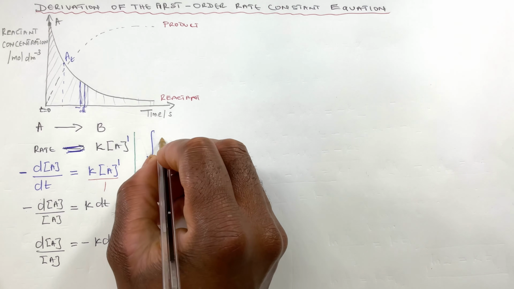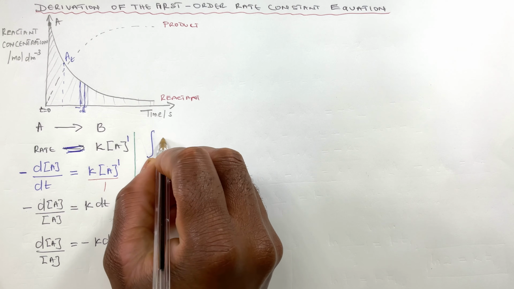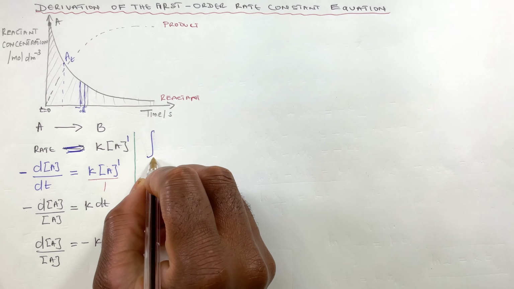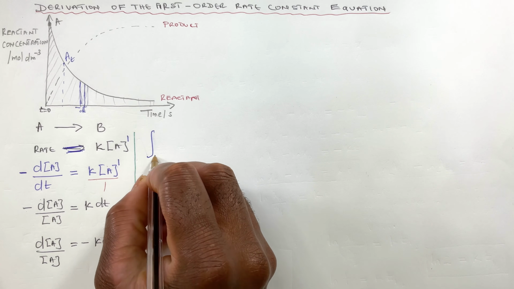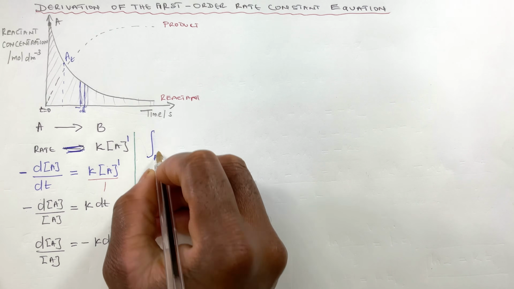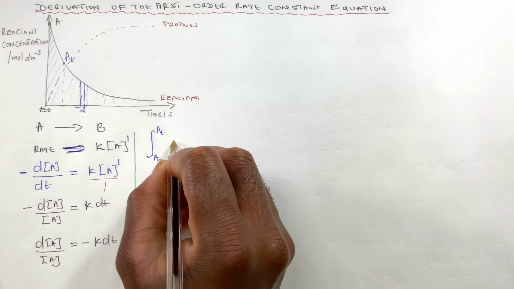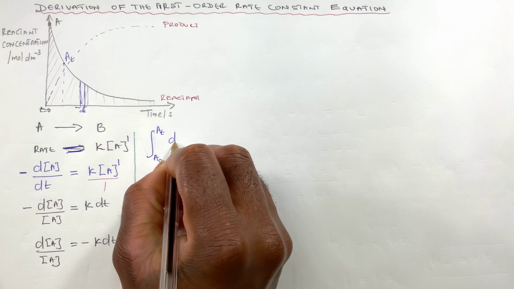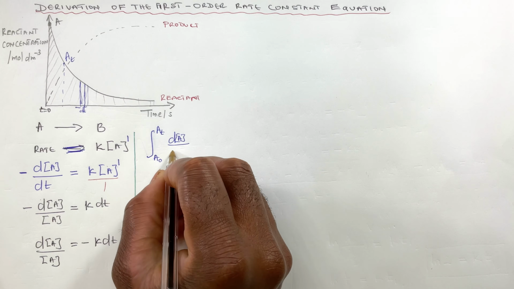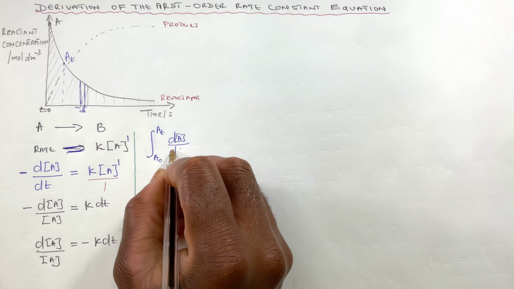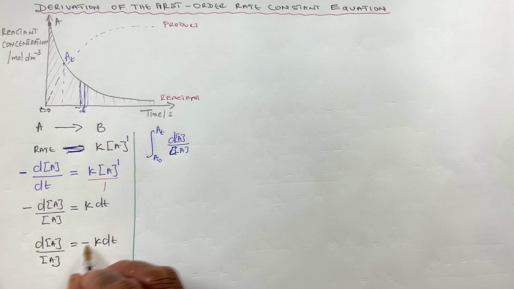So you can see, in this case, to do this, I need to write that from the concentration of A at time 0 to the concentration of A at a time t. So I can then say d of the concentration of A over the concentration of A. So I'm just writing this one here.